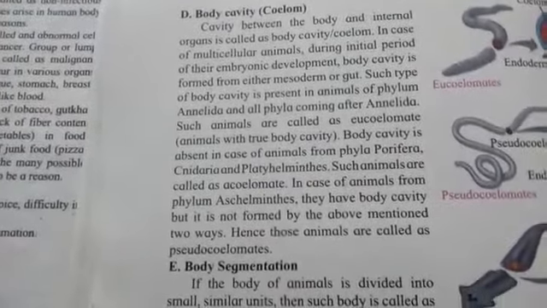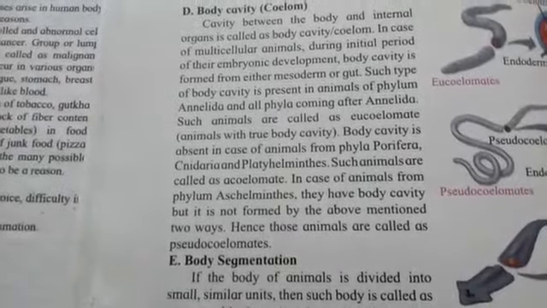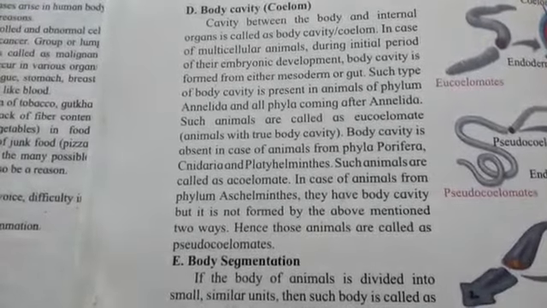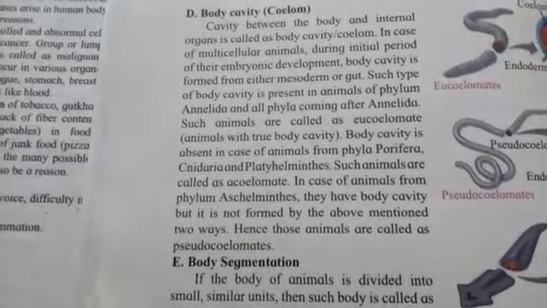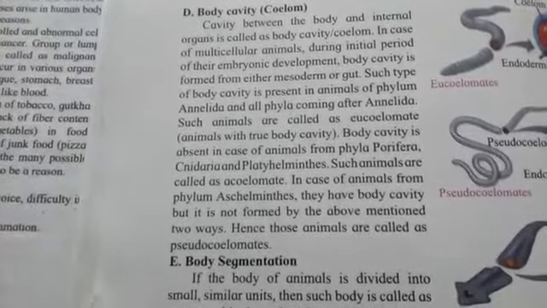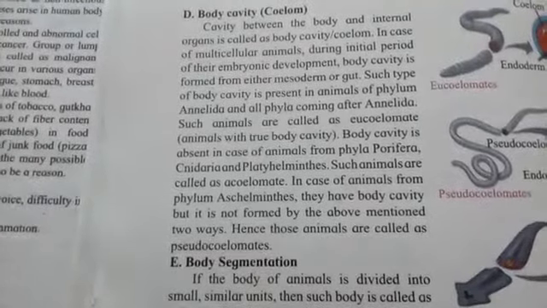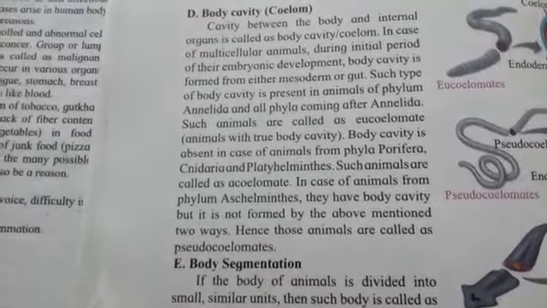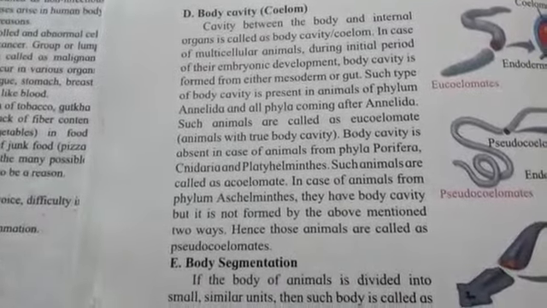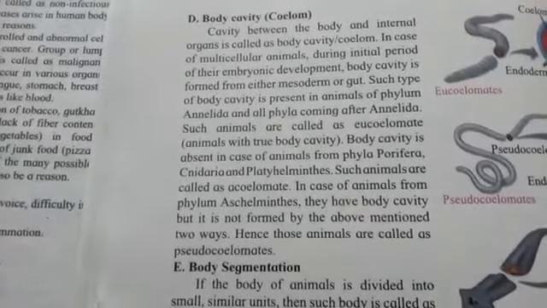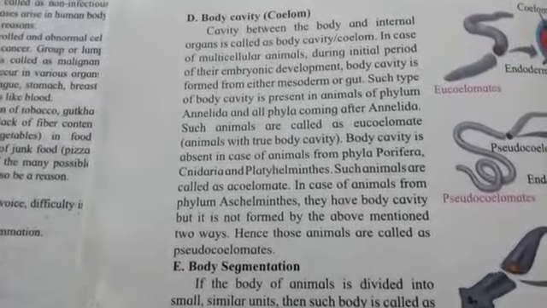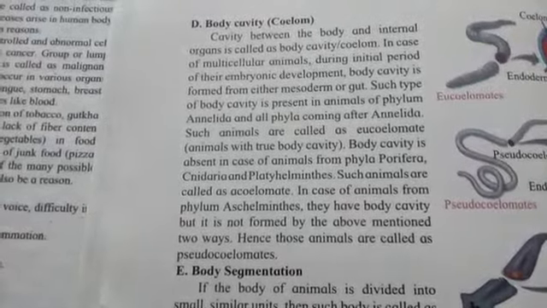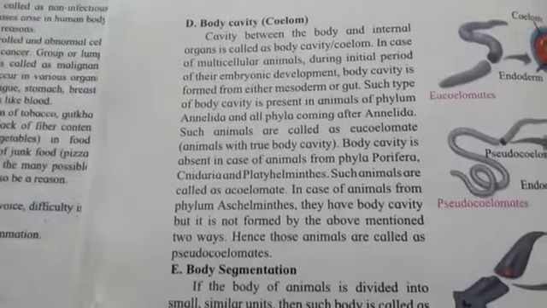Then body cavity is absent in case of animals from phylum Porifera, like the sponges and all. As there is no body cavity present in such animals, they will not have any kind of true cavity, so such kind of animals will be known as acoelomate. That means without any body cavity or without the coelom. So the organisms which belong to phylum Porifera, Cnidaria and Platyhelminthes are acoelomate. You can see over here.